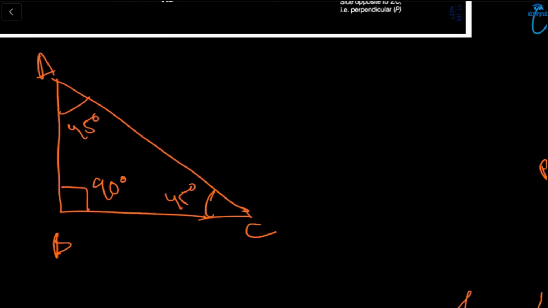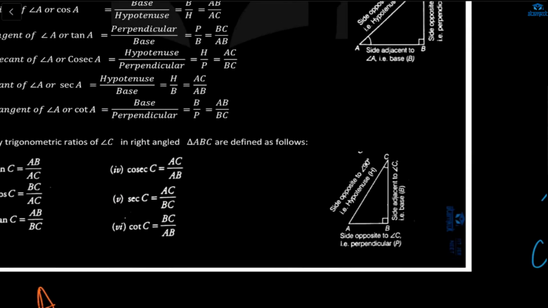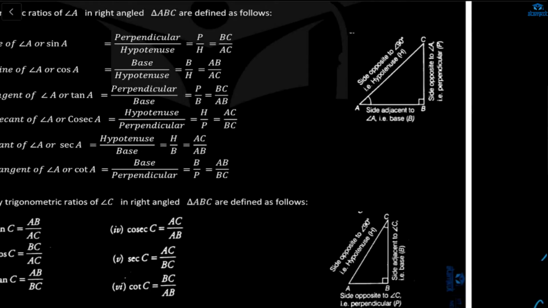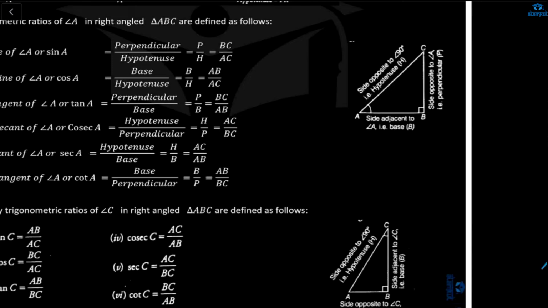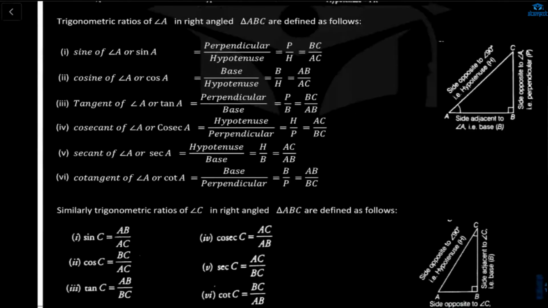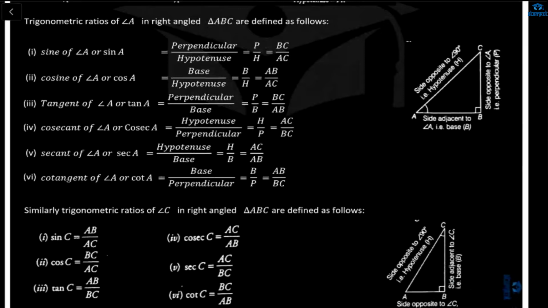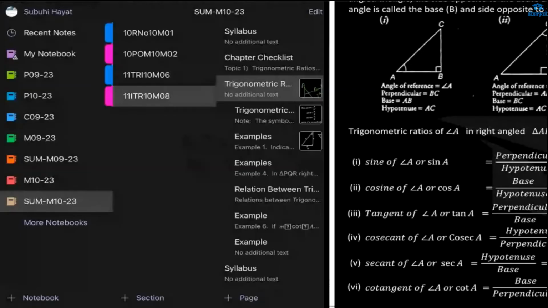Now let's see some important points also. Till here, everybody is clear about the value of sine, cos, tan, cosec, sec, cot. Okay, and this sine A is read as sine of angle A. Cos A, cosine of angle A. Tan A, tangent of angle A. In short form, we write tan A, cosec A, sec A, cot A. Okay, like this.